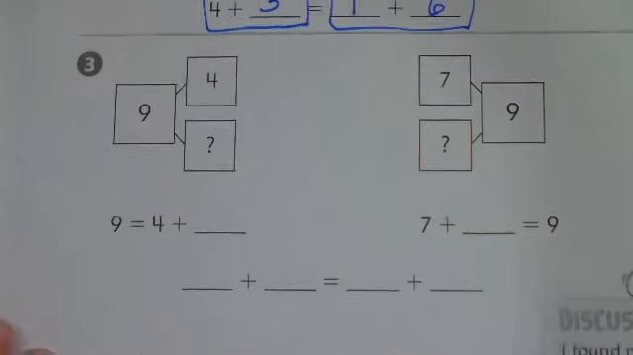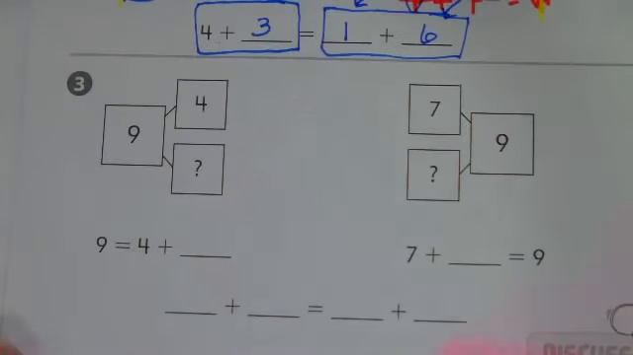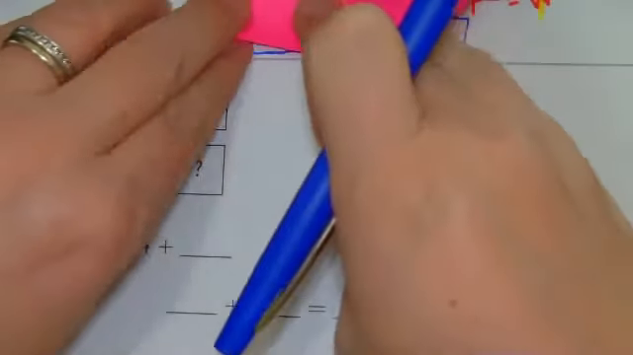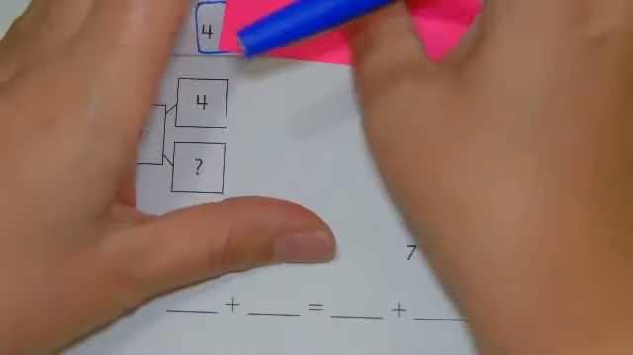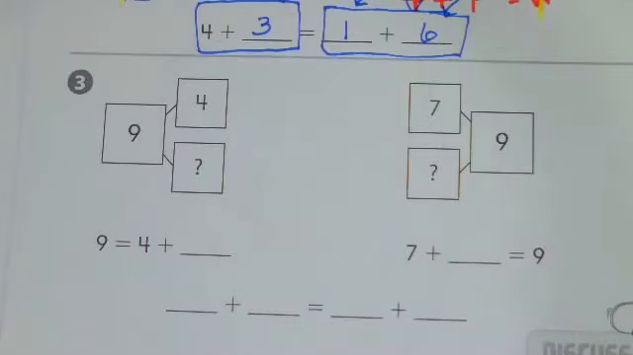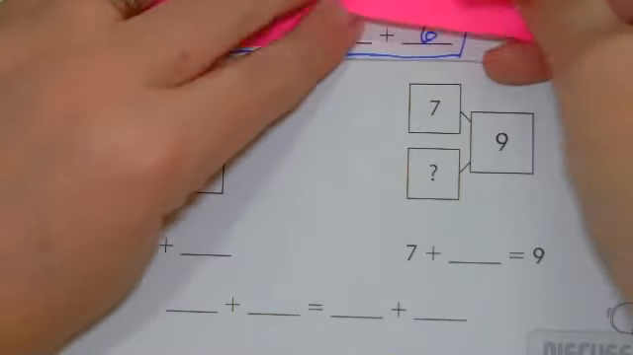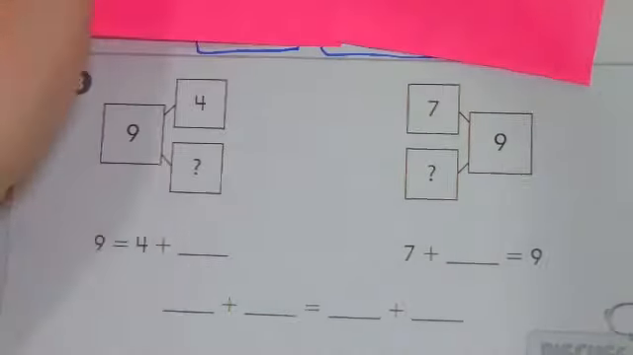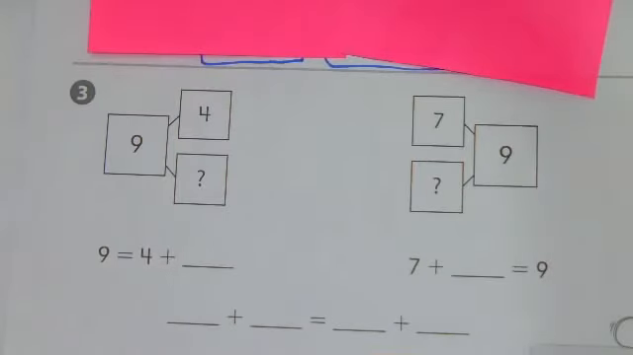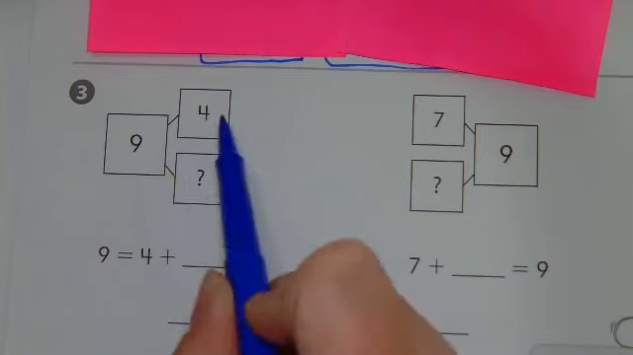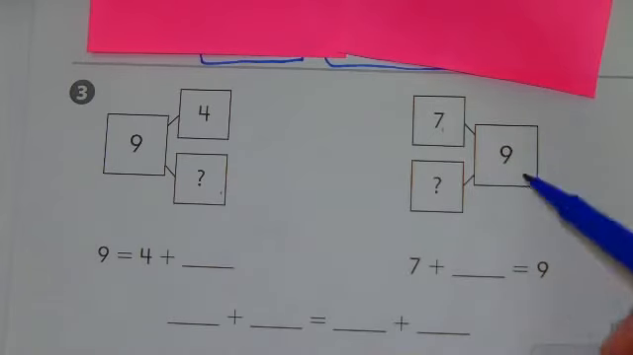So 4 plus 3 is equal to 1 plus 6. Okay, let's go on to problem number 3. Okay, and I'm going to put my sticky note over that so it doesn't confuse us. Okay, so now we're going to go down to here.